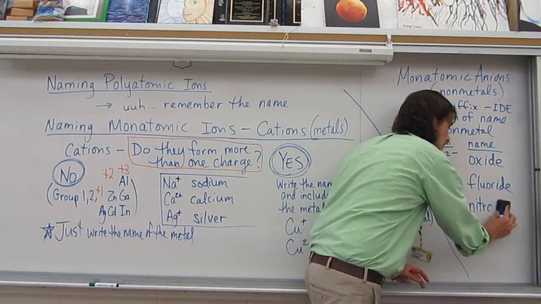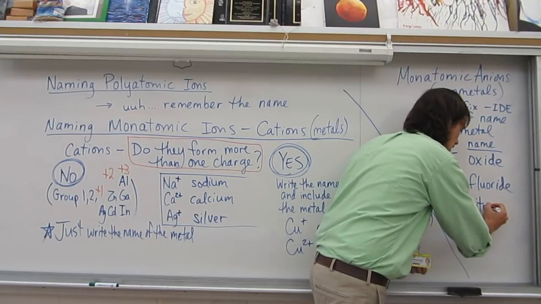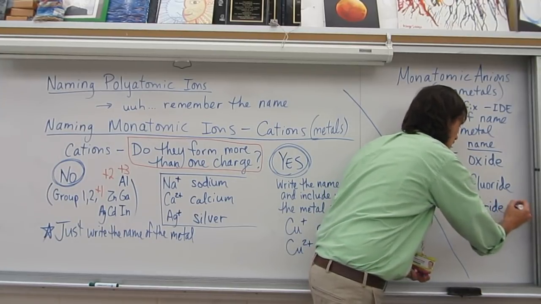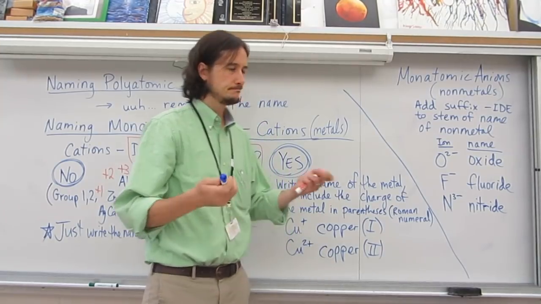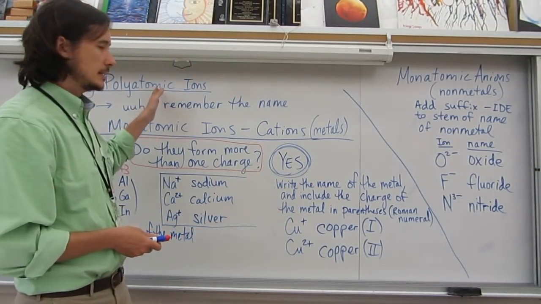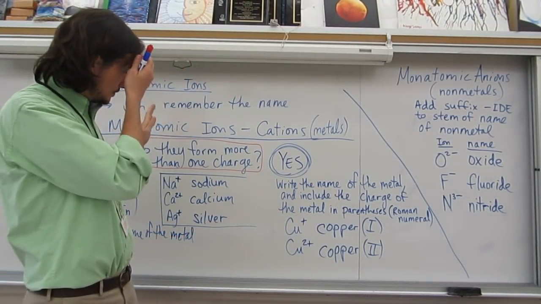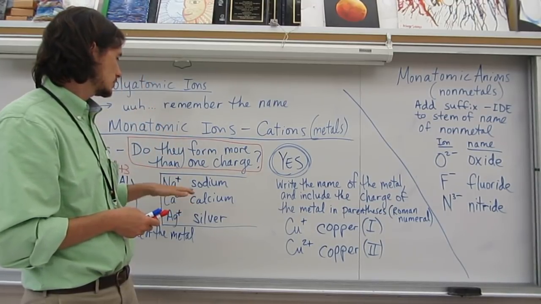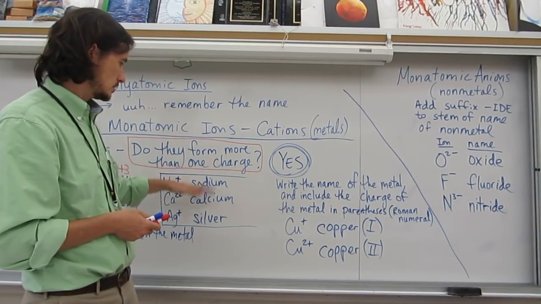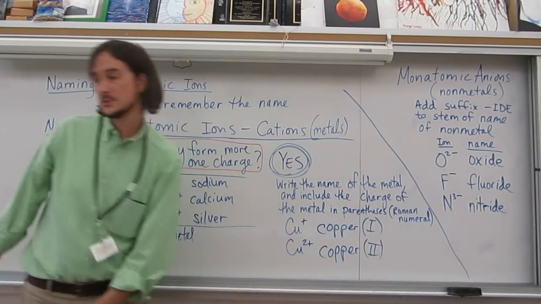And nitrogen becomes nitride. So, polyatomic ions, you just have a name. Monatomic ions, you do this for metals and that for nonmetals.